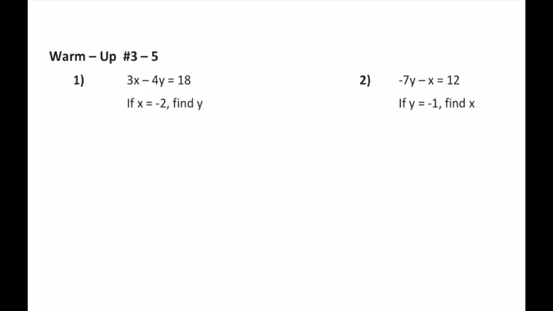Okay, for number 2, I'm going to do the same thing. If y is equal to negative 1, then I'm going to find x. I'm going to plug that in for y. So negative 7 times y, which is negative 1, minus x equals 12. Negative 7 times negative 1.